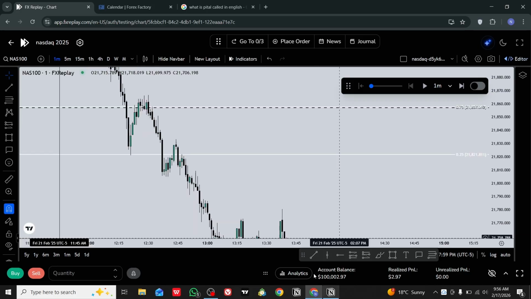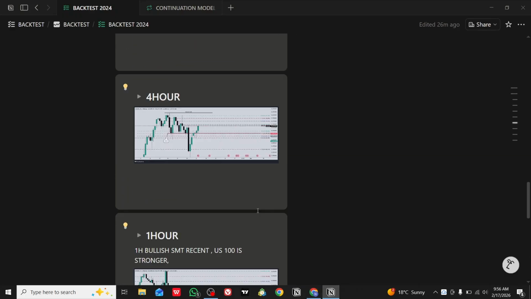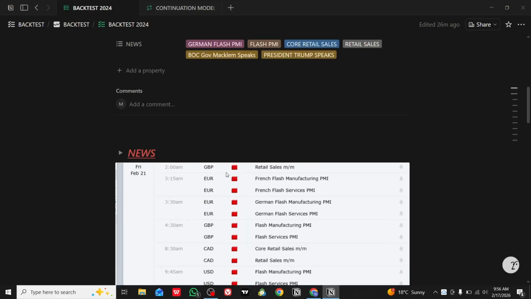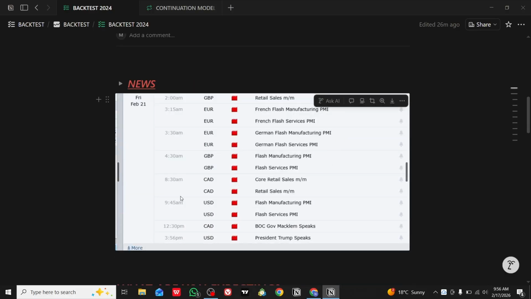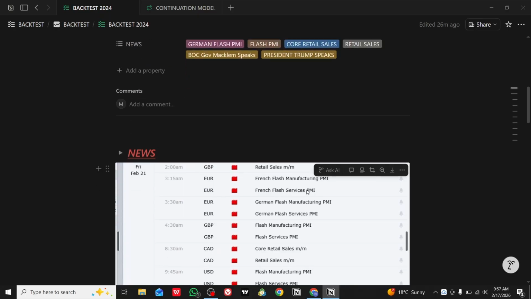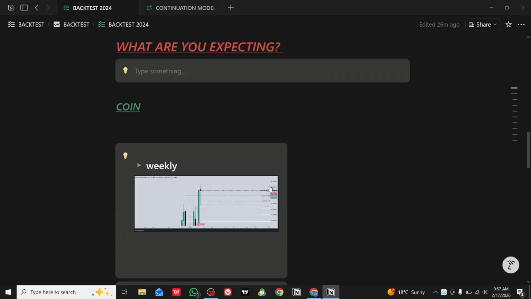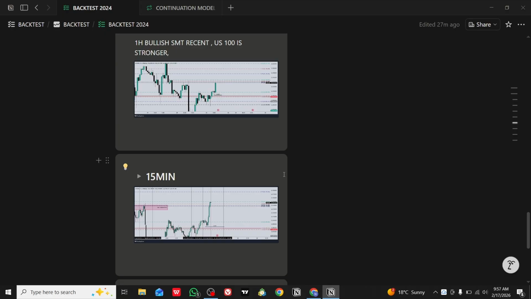I think that's it. And now we'll highlight the PDRAs and we'll post on my journal. Yes, I completed my journal. So this was the day, this was the news, and it was 21st of Feb 2025, Friday price action. French flash PMI plus German plus core and flash, mainly this flash PMI, and you see Gordon Macklem speaks and President Trump speaks. So I think that's it for the day. It was the backtest session. Allah Hafiz.